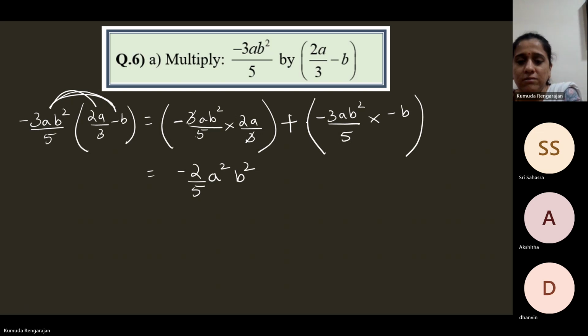Now, multiply all the signs. Minus into minus plus, and the plus outside. So plus into plus plus. Now you cannot cancel anything. So 3 by 5, a, b squared into b cubed, because 2 plus 1, 3. Correct?